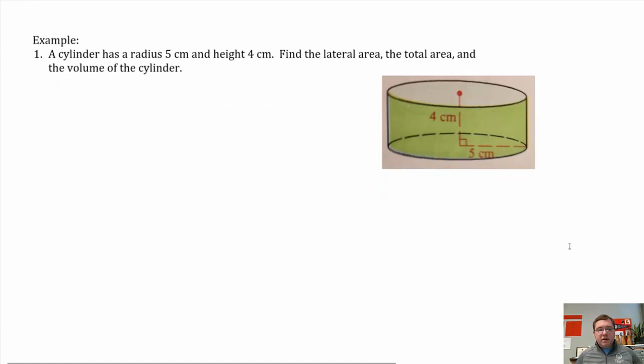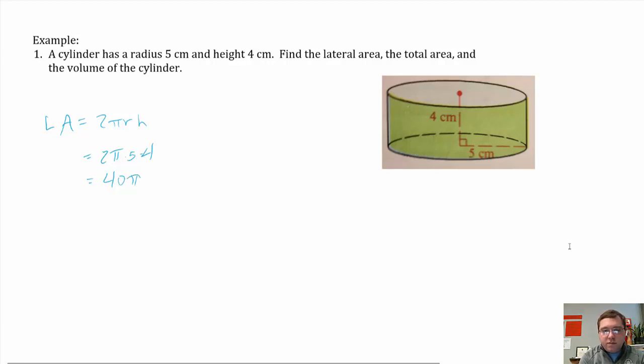Example number 1. A cylinder has a radius of 5 centimeters and a height of 4 centimeters. Find the lateral area, the total area, and the volume of the cylinder. So the lateral area, what was that formula? Right, 2 pi r h. Do we know r? Yes, it's 5. Do we know h? Yes, it's 4. So we just plug those in. 2 pi times 5 times 4. Well, what's 5 times 4? 20 times 2, 40. We stick a pi on there.